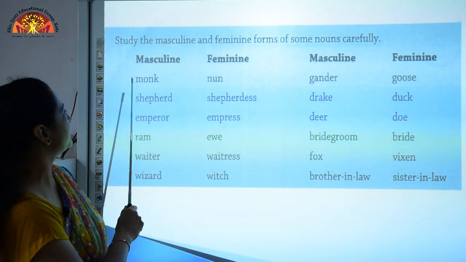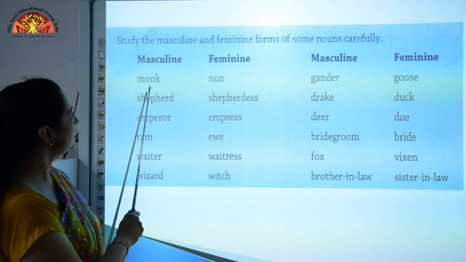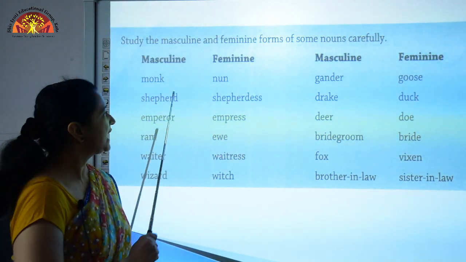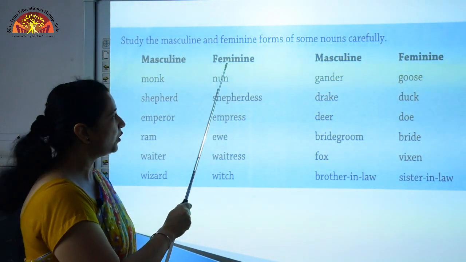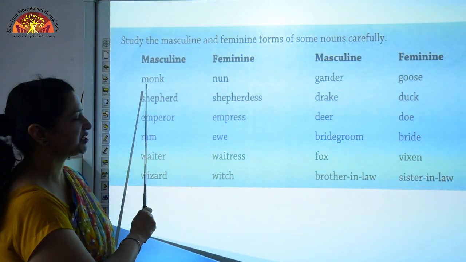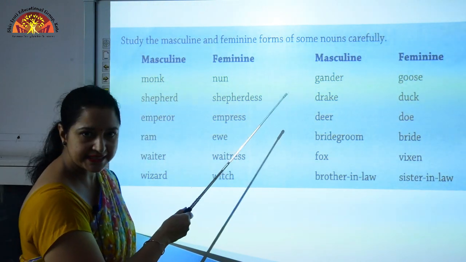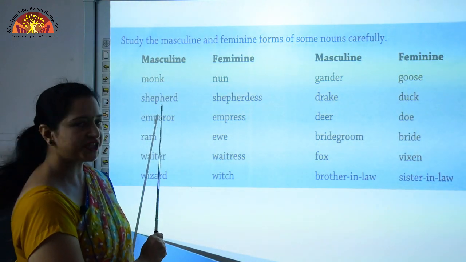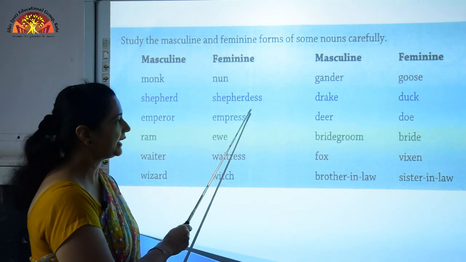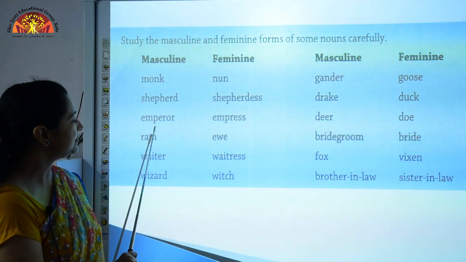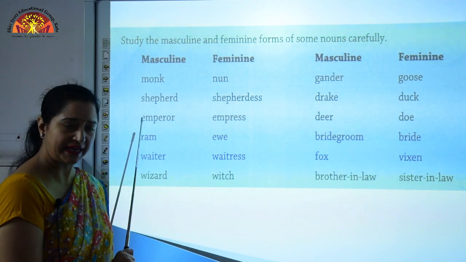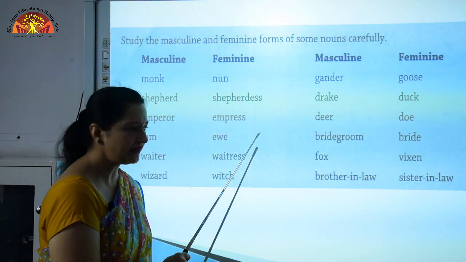So let's start with monk. Monk, it is masculine. Monk means sadhu. Nun, sadhvi. Okay, nun is feminine gender of monk, sadhu and sadhvi. Next is shepherd, and female of shepherd is shepherdess. Okay. Number 3, emperor. Feminine is empress. Emperor you all know, king, and empress, queen.